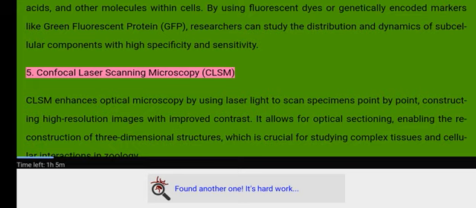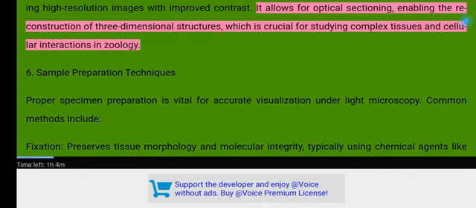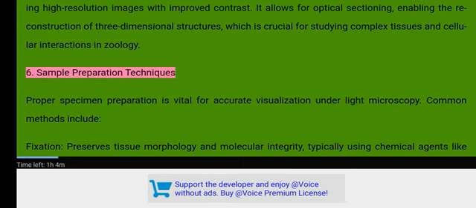5. Confocal laser scanning microscopy (CLSM). CLSM enhances optical microscopy by using laser light to scan specimens point by point, constructing high-resolution images with improved contrast. It allows for optical sectioning, enabling the reconstruction of three-dimensional structures, which is crucial for studying complex tissues and cellular interactions in zoology.